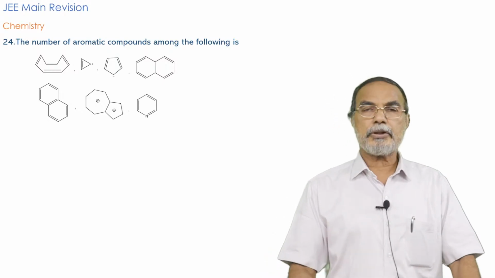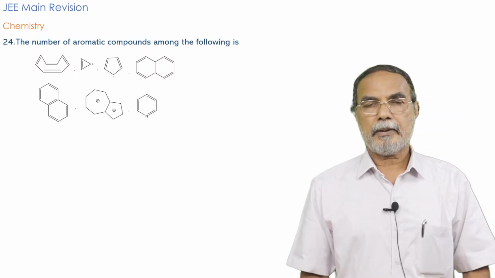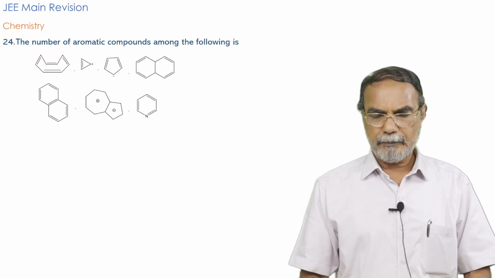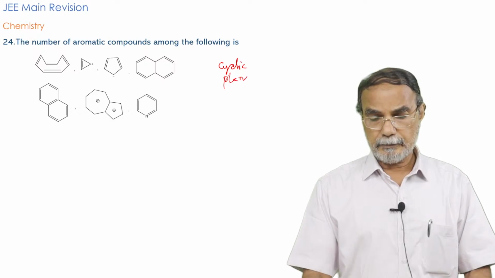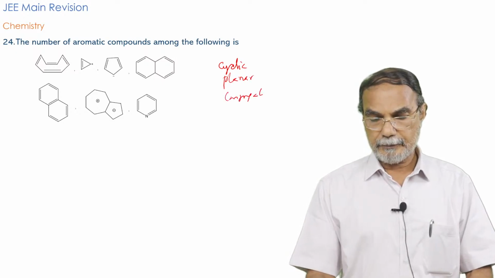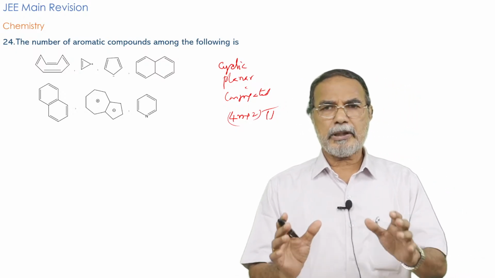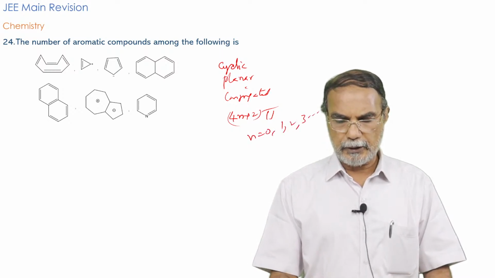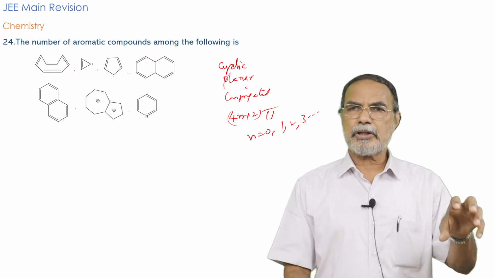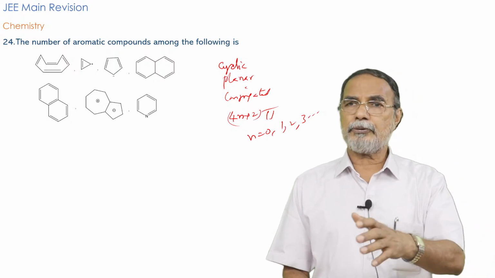And now question 24. How many of these are aromatic compounds? I think students who study aromaticity know the conditions: cyclic, planar, conjugated, and containing 4n plus 2 pi electrons. These are the 4 conditions to be satisfied for a structure to become aromatic, where n is equal to 0, 1, 2, 3, etc. So you check whether the structures are cyclic, planar, conjugated, and containing 4n plus 2 pi electrons.